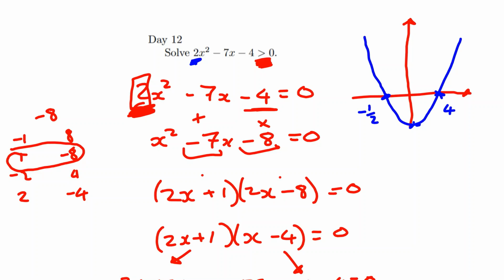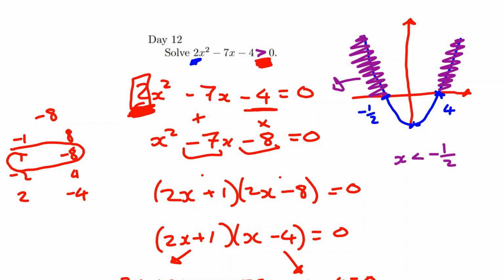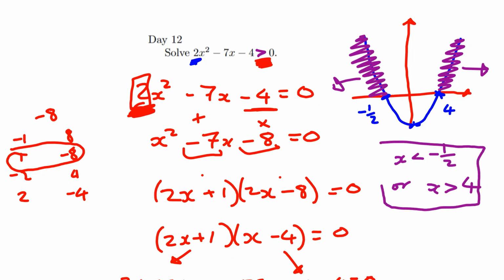Now we want when our graph is bigger than 0. So it's bigger than 0 here, and it's bigger than 0 here. So it's bigger than 0 when it's left of negative 1/2. So x has got to be less than negative 1/2, or when it is right of that, so when x is bigger than 4. And this is the one where we have it as separate inequalities. So our two solutions are that.